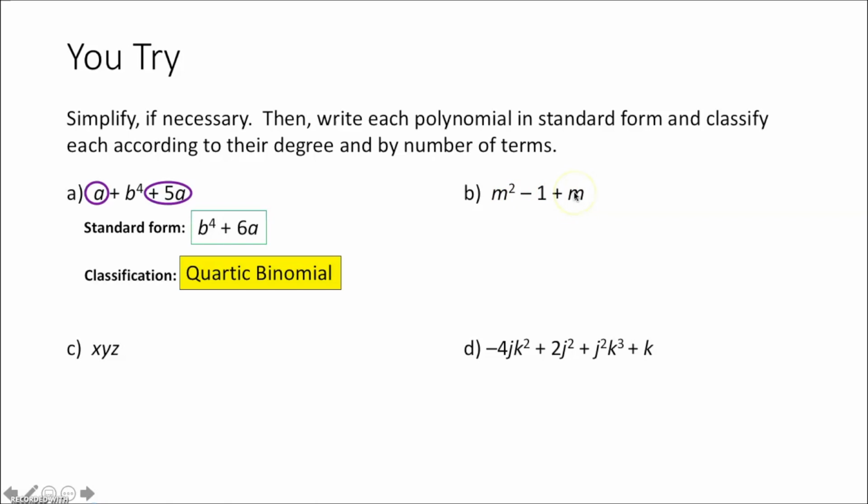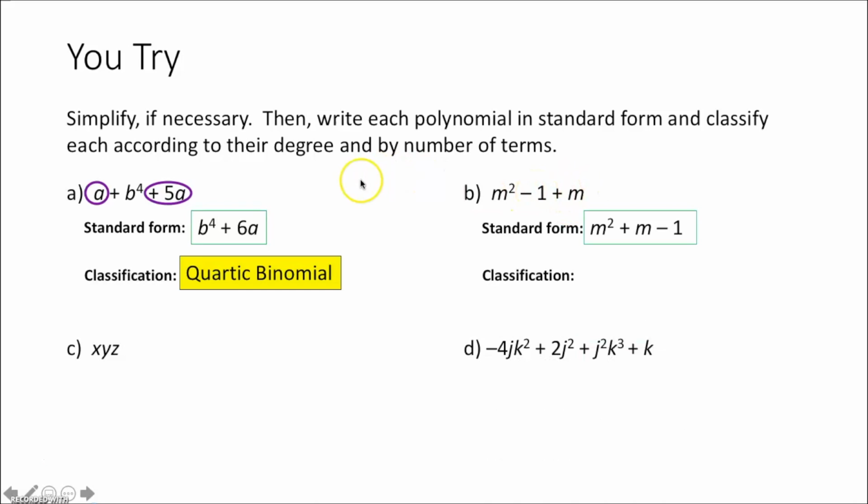So can we combine anything? Can we simplify this? No, there's actually no like terms. Remember, like terms have the same variable with the same degree. This is the same variable, but different degrees, right? This is degree 2, this is degree 1. So you cannot combine those. Instead, we write this in standard form, going from highest degree to lowest degree. We go m squared plus m minus 1.